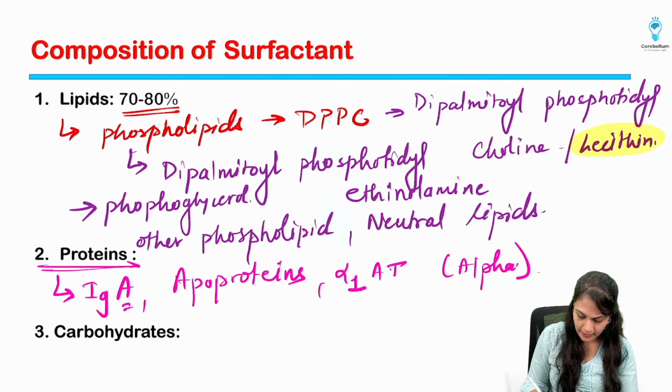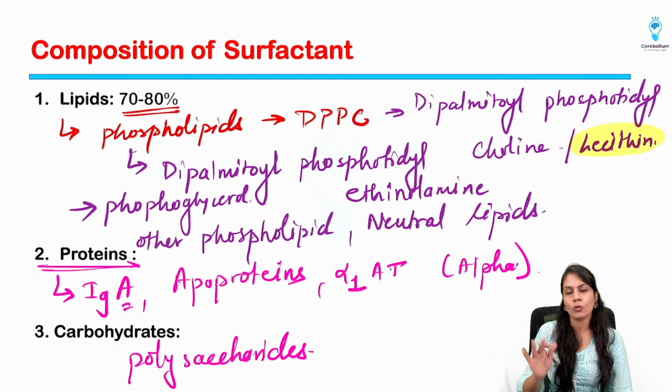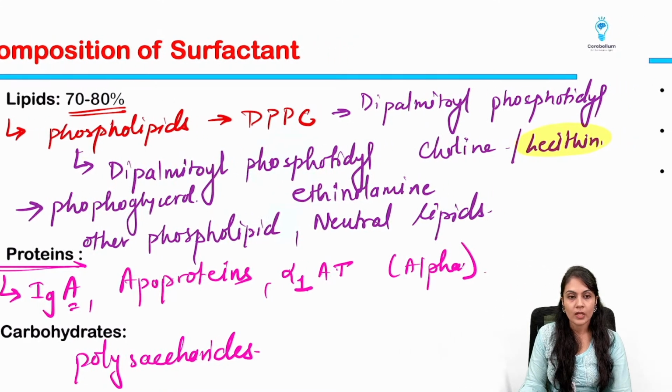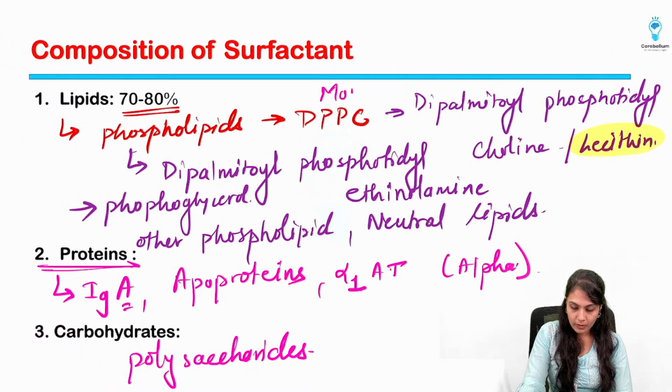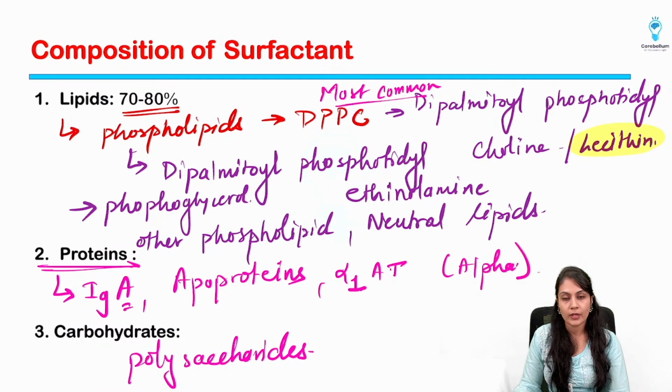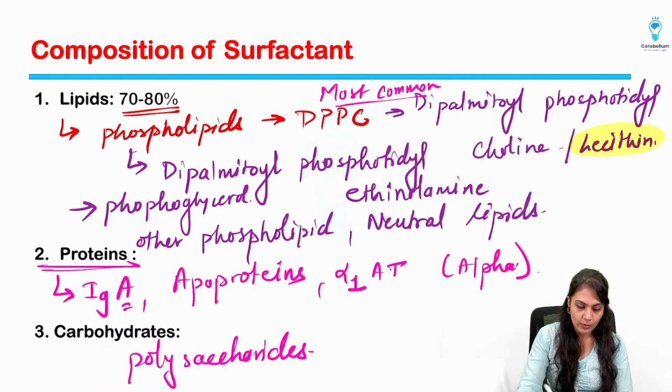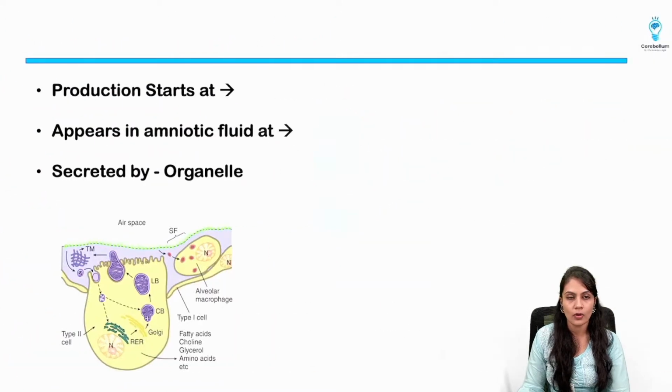Carbohydrates are nothing but the polysaccharides, which are very, very less. No need to discuss that. All the polysaccharides, they are almost 2 to 8%. You can write that range if you want. Okay. Let's move on. What is important? The most common out of all is DPPC or lecithin. Please remember that DPPC or lecithin, this is going to be the most common one. Usually this is going to be asked in all the entrance examinations also, or your MCQs in the university exam.